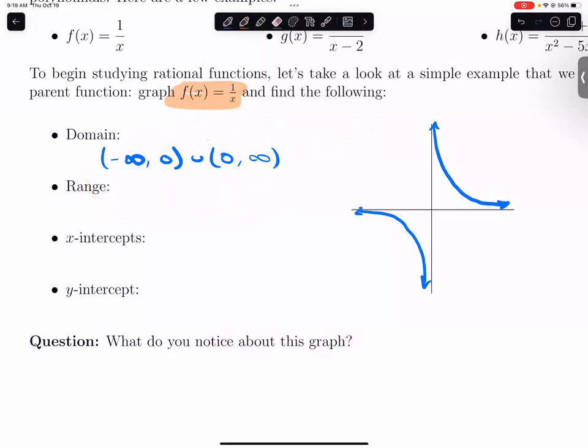Okay. Now for the range, the y values, answer the same question, but sideways, right? Looking at the y values, what do you see? Same thing. Yeah.